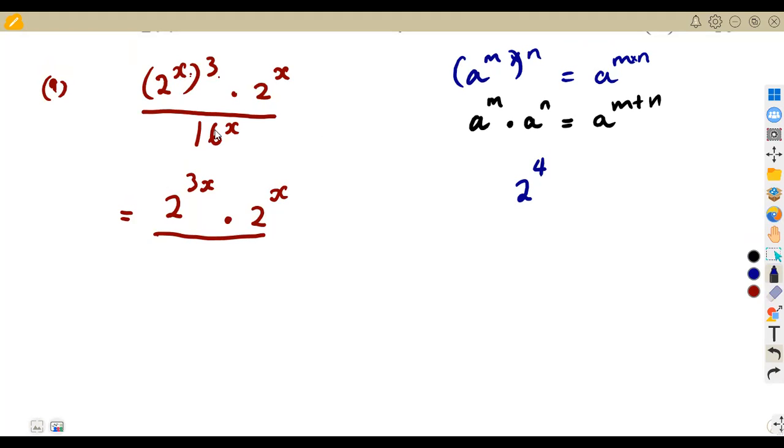But this 16 is being raised to the exponent of x. So we are going to raise this, our 16, which is 2 to the exponent of 4. Remember, this is our 16 now.